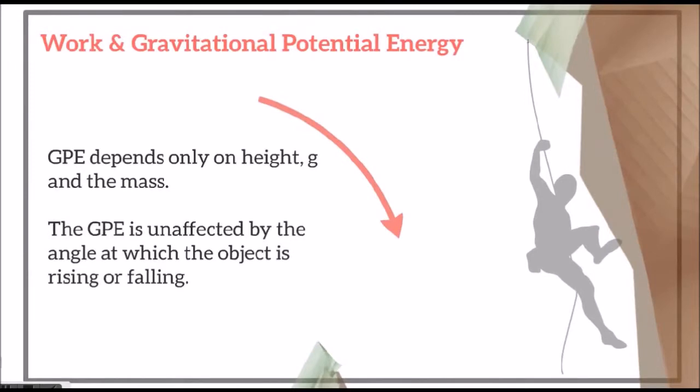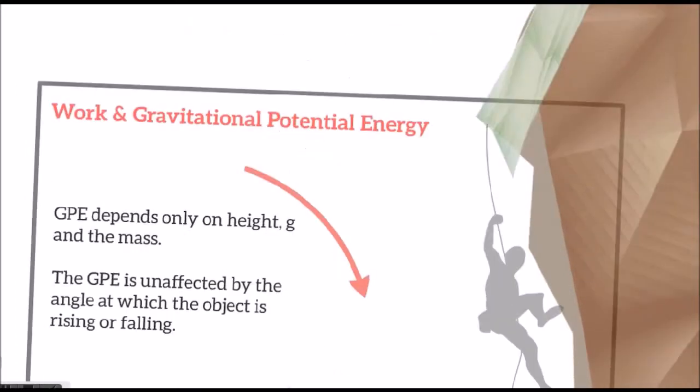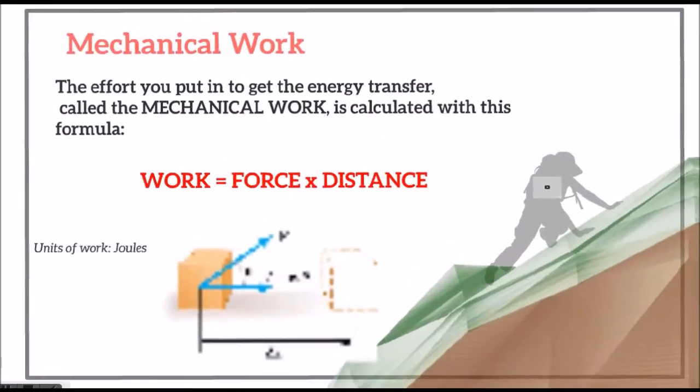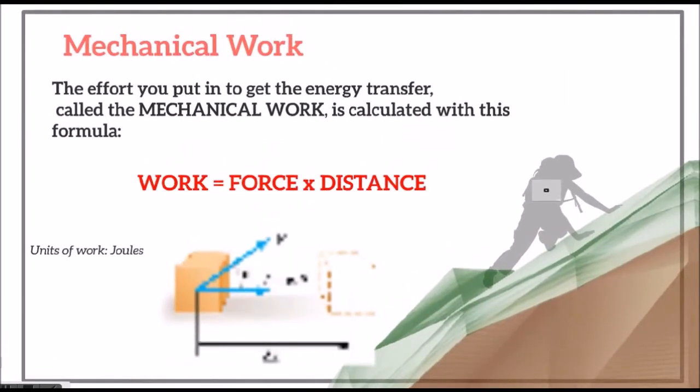Now in the situation of a gravitational potential energy, if you are climbing vertically up, just vertically up, you're not moving at a certain angle, then the gravitational potential energy in this case will equal as well to the work. The gravitational potential energy is unaffected by the angle at which the object is rising or falling. You just measure vertical. However, when there is an angle, then you have to calculate the mechanical work using the formula work equals force times distance.